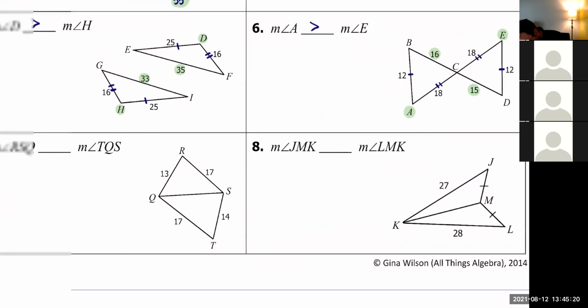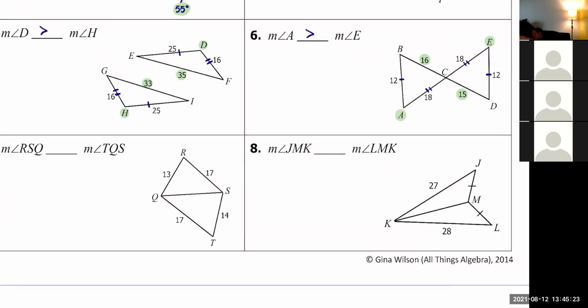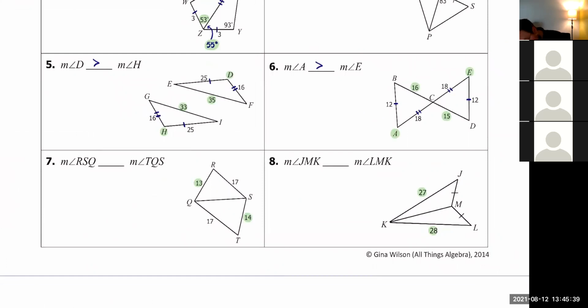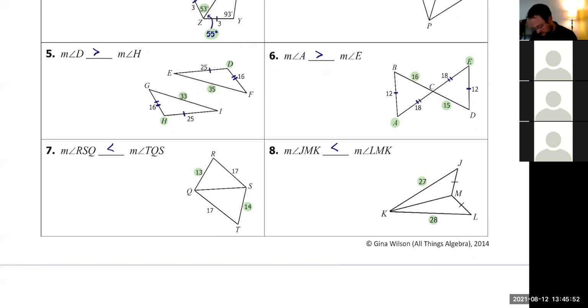Now, for the sake of your eyes, I'm going to highlight the sides that are not congruent for the last two, but I will leave you with calculating those yourself. I will give you the answers though. Angle RSQ is less than angle TQS, and angle JMK is less than angle LMK. That, ladies and gentlemen, is that.